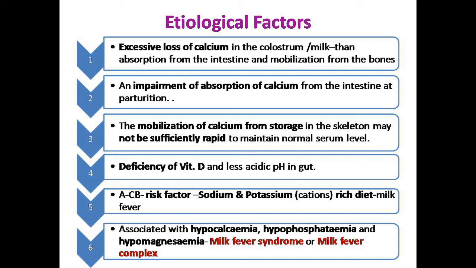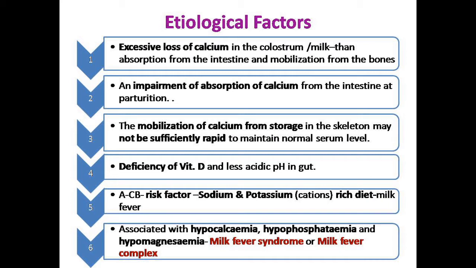Then anion-cation balance may also play an important role and is considered an important risk factor in relation to the incidence of milk fever. It has been suggested that a sodium and potassium rich diet, that is, a cation rich diet, increases the chances of development of milk fever in dairy animals. High dietary potassium and sodium lead to metabolic alkalosis, and reduce the bone and kidney responsiveness to parathyroid hormone. Parathyroid hormone plays an important role in the regulation of calcium level. On the other hand, a diet rich in anions decreases the chances of development of milk fever.